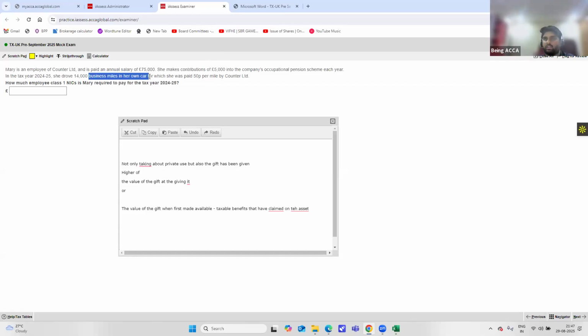But when you have any business miles, for income taxation you have a classification, like the first 10,000 miles will be at 45 pence and over 10,000 miles will be 25 pence. But for class 1 NIC computation, you do not have the 25 pence criteria. It will always be total miles into 0.45. That will be the benefit that can be provided.